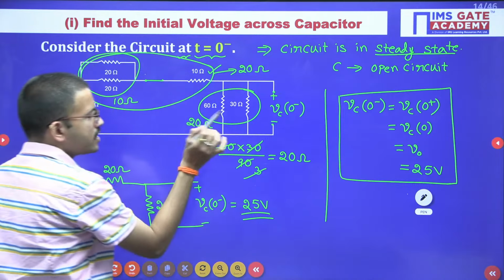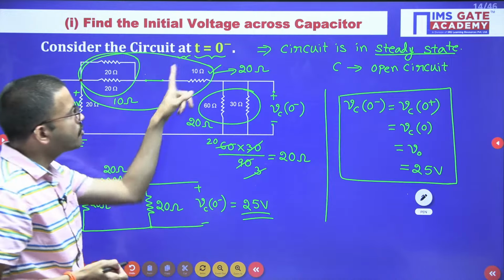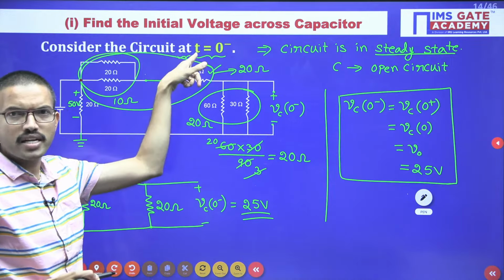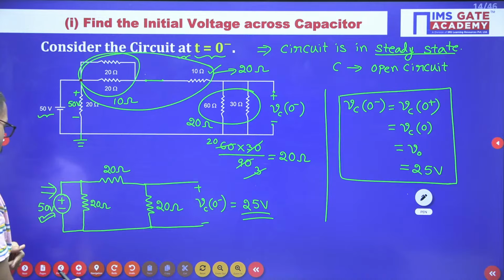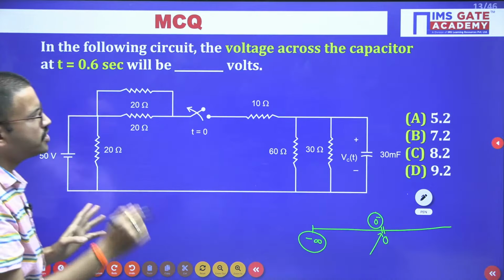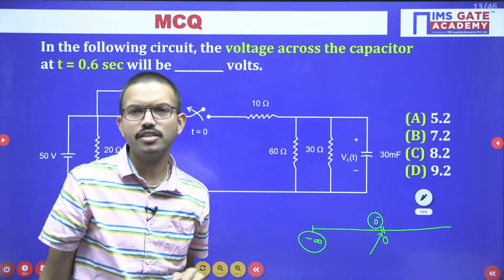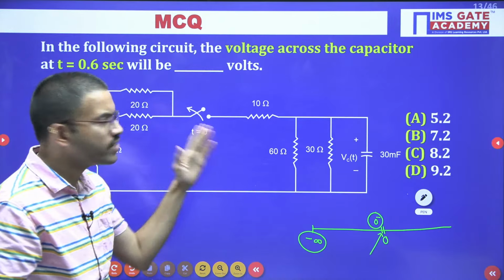Okay, right. So here, in order to find the initial voltage, we have to consider circuit diagram at t equals 0 minus. Okay. Now we have to consider the circuit diagram for t greater than or equal to 0.